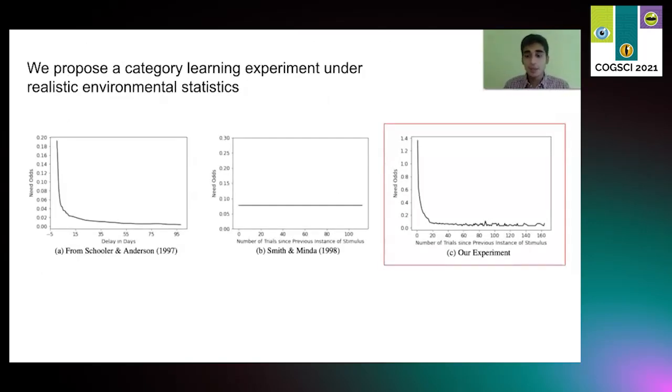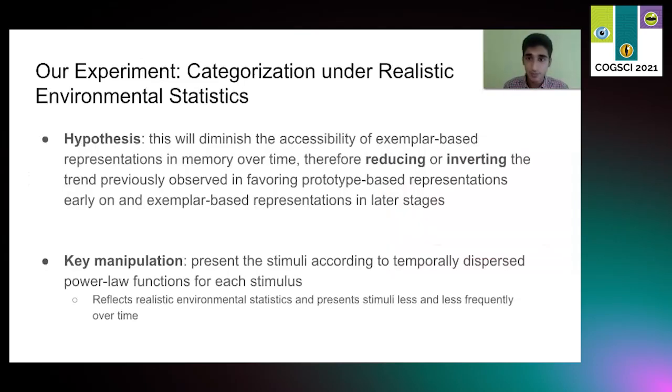To fill this gap, our current work proposes a categorization experiment under realistic environmental statistics. By constraining the presentation of stimuli to reflect the power law function, the need odds of the stimulus closely follows the patterns observed in Anderson and Schuler's 1997 paper. So our experiment is essentially categorization under realistic environmental statistics.